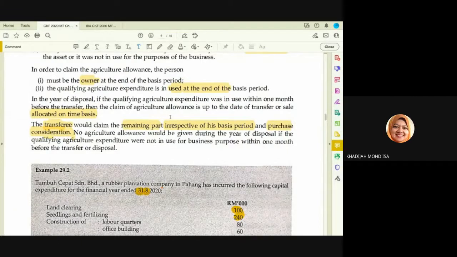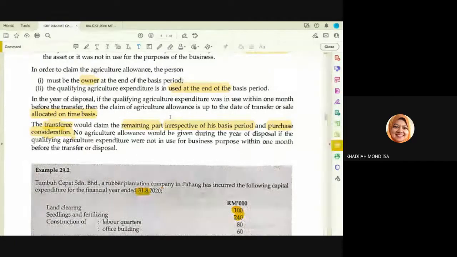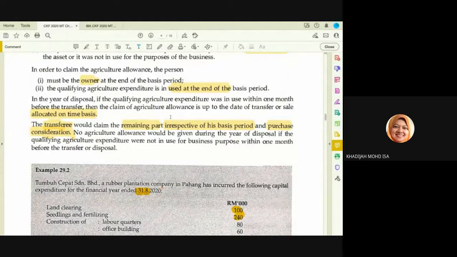Before that, I have to read it again. In the year of disposal, the qualifying agricultural expenditure was in use within 1 month, then the claim of agricultural allowance is up to the date of transfer or sale, allocated on a time basis. So, assuming that I have a disposal, previously under capital allowance, plant and machinery or industrial building allowance, in the year of disposal, you cannot claim allowance, right? You cannot claim allowance in the year of disposal.